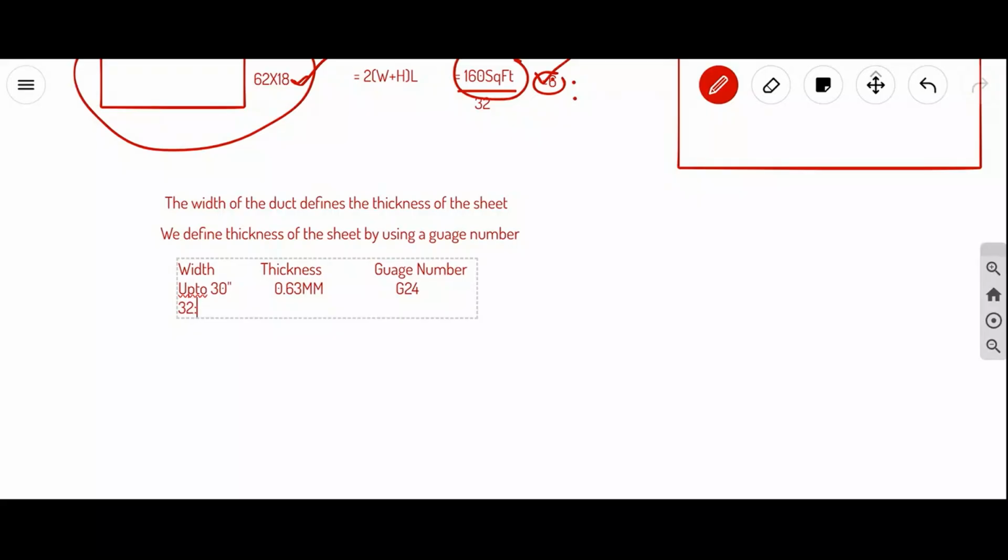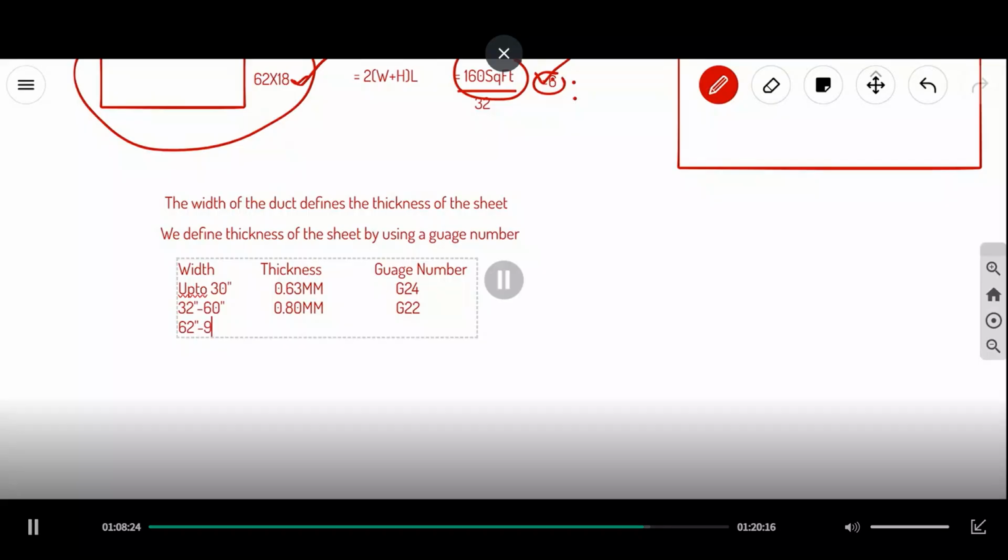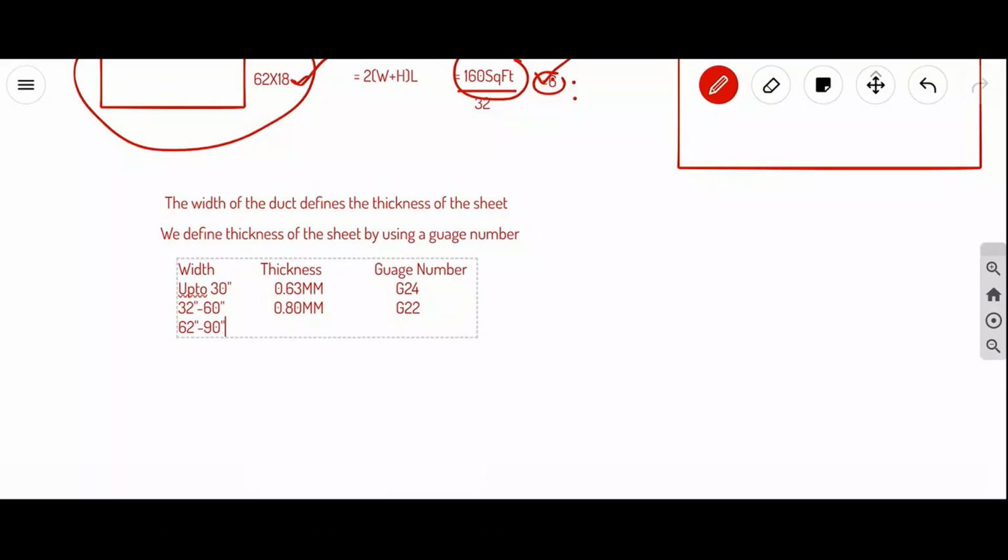32 inch to 60 inch, 0.80 mm, so gauge 22. 62 inch to 90 inch, 1 mm directly, which is gauge 20. 92 and above, 1.25 mm, which is gauge number 18.